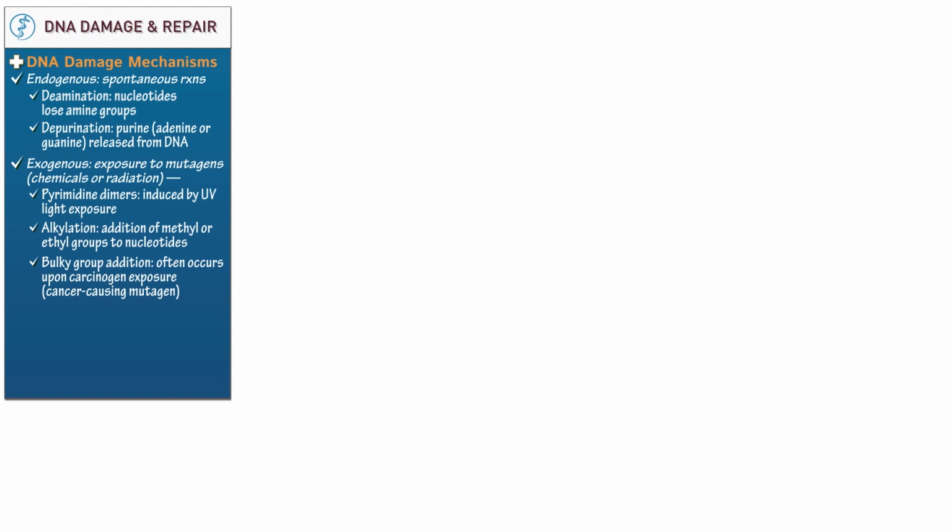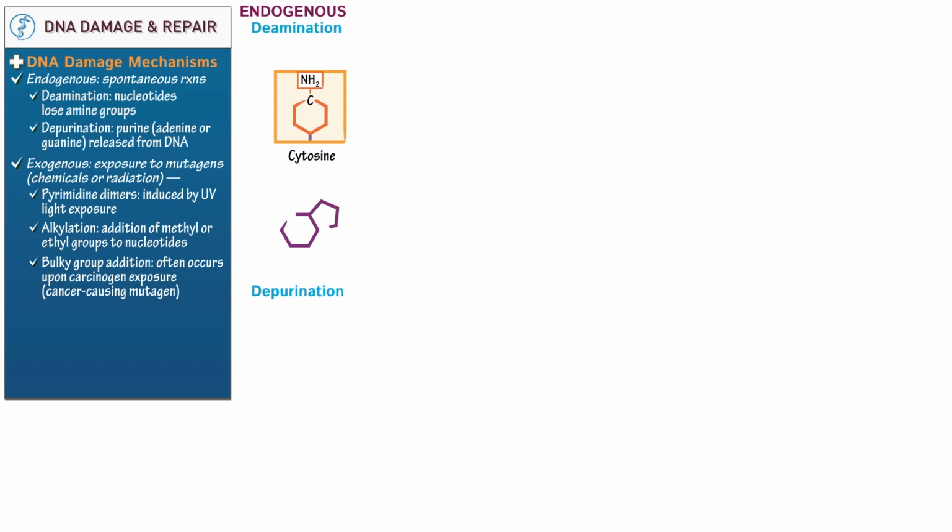Let's illustrate these forms of damage now. We'll start with endogenous DNA damage, deamination, and depurination. First, deamination. Draw a base as a hexagonal ring and specifically label one carbon. Show it bound to an amino group. Label this base as cytosine. We won't worry about the rest of its Lewis structure.